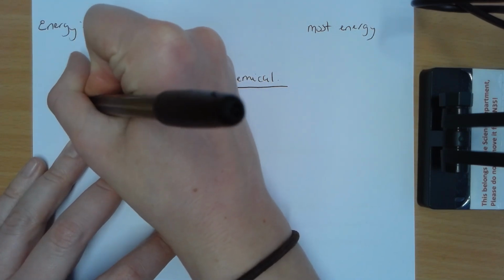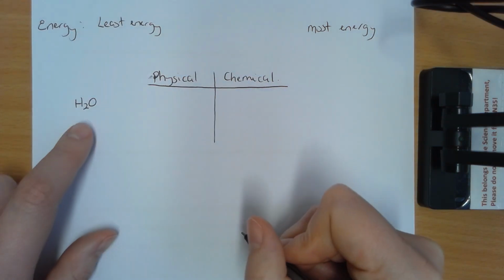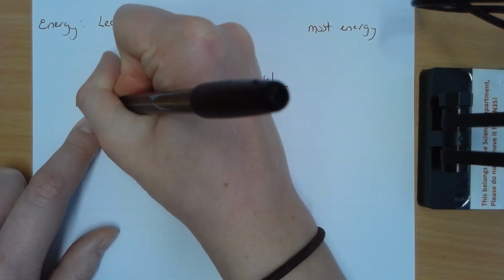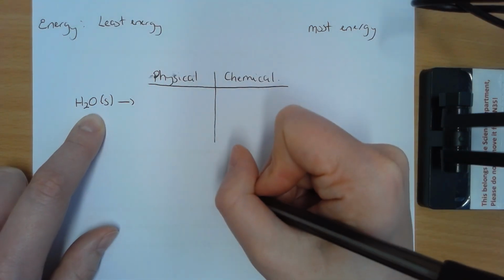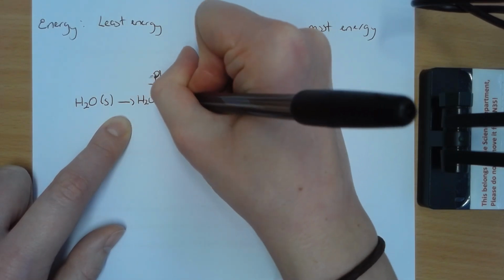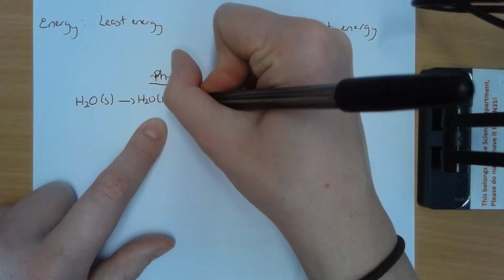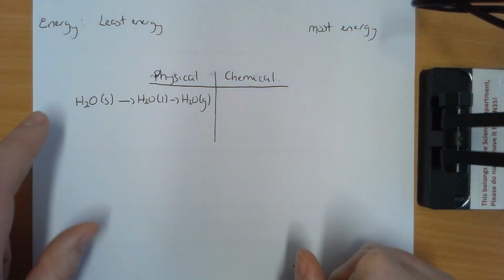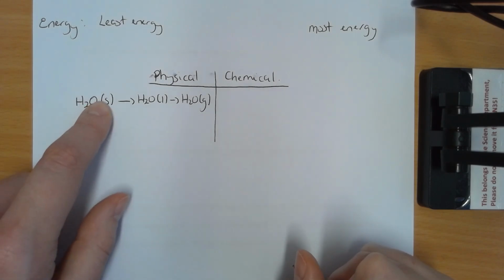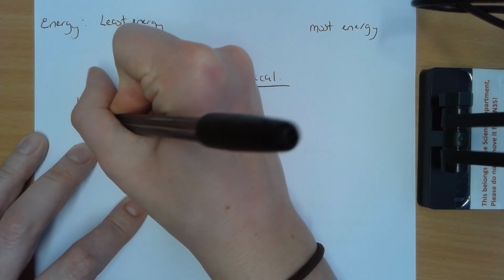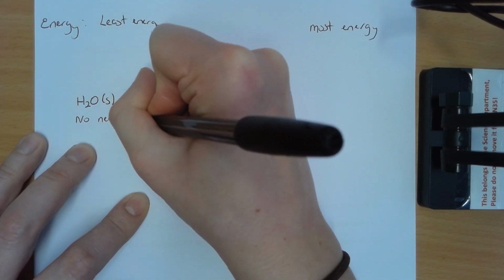If I had ice, this formula of ice would just be H2O, and it would be a solid. If I turn that into liquid water, it's still H2O, and now it's liquid. And if I were to boil that and turn it into steam, it's still H2O, it's just a gas. So water is always H2O, whether it's a solid, a liquid, or a gas. And what we can say then is no new substance forms.